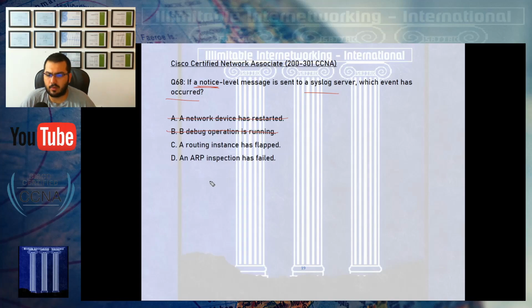Something higher for ARP fail. For C, the routing has flapped. The word flap means that something was on and working, suddenly became off and immediately became on again.